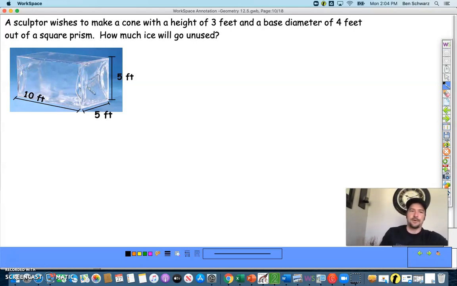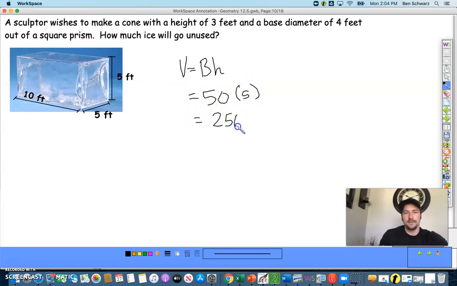So we're going to find, first of all, the volume of this thing. So volume of a prism is area of the base times the height. So depending on which way you look at it, let's say you use the bottom as the base here. That's 10 by 5. So that would be 50, and then the height is 5. So overall, we have a volume of 250 feet cubed.